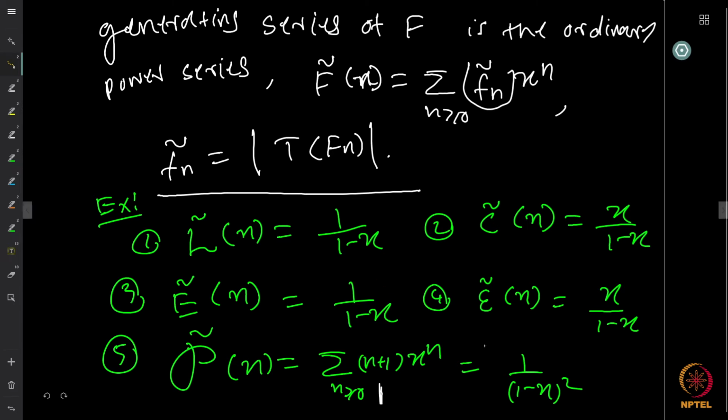What is the species of elements? Again, can you show that it is actually x by 1 minus x? If P is the species of power set, what is P tilde of x? Show that it is actually 1 by 1 minus x whole square.